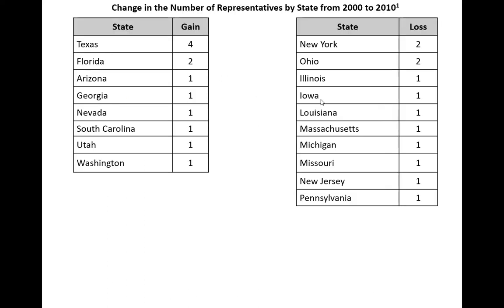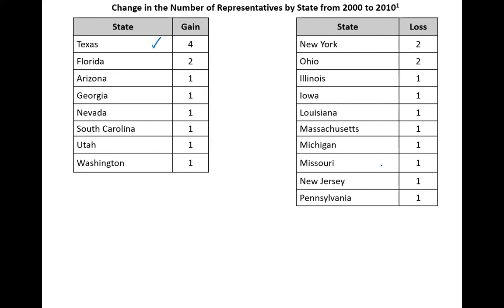This is the change in the number of representatives by state from 2000 to 2010. Notice Texas was a big winner from 2000 to 2010. We actually gained 4 congressmen. That shows you how fast our state is growing. Florida gained 2. Arizona, Georgia, Nevada, South Carolina, Utah, and Washington actually all gained 1. Now, if you come over here, you can see these are the states that lost representatives. New York lost 2, Ohio lost 2, Illinois, Iowa, Louisiana, Massachusetts, Michigan, Missouri, New Jersey, and Pennsylvania.